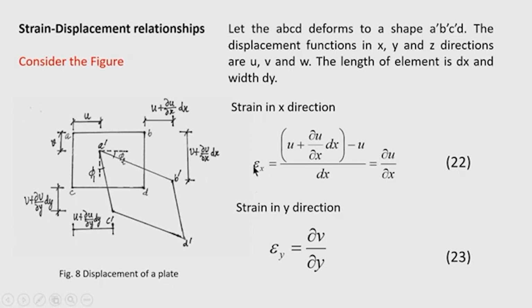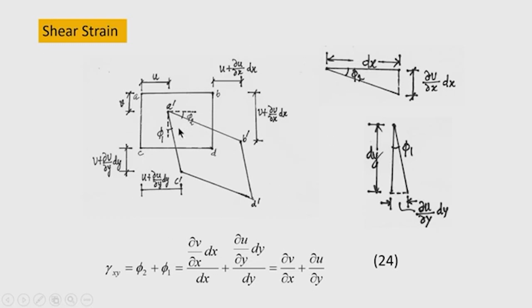as the normal strain in the x direction. So, this is the normal strain. Strain in y direction, that is also normal strain, is similarly obtained as ε_y = ∂v/∂y. Let us obtain the shear strain.